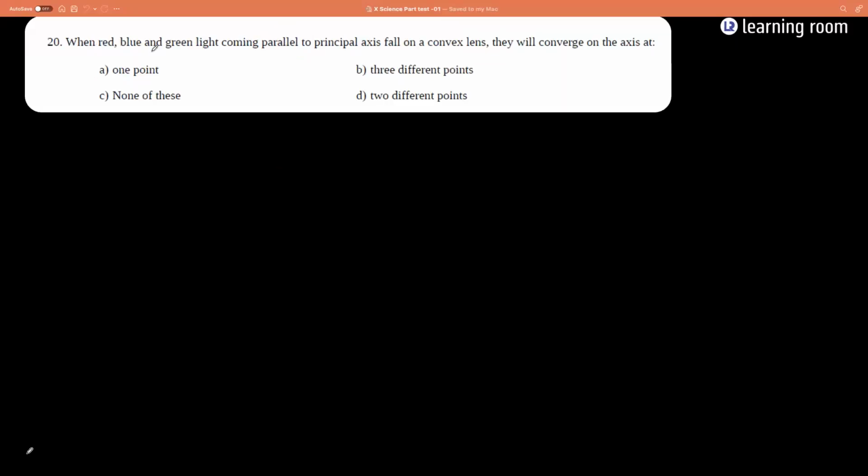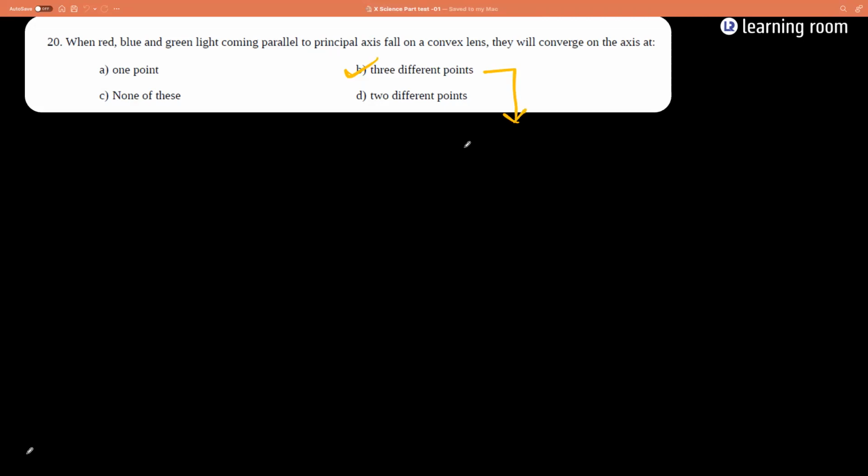Question 20. When red, blue, and green light coming parallel to the principal axis fall on a convex lens, they will converge on the axis at? 1 point, sir. Actually, the answer is 3 different points. Why?